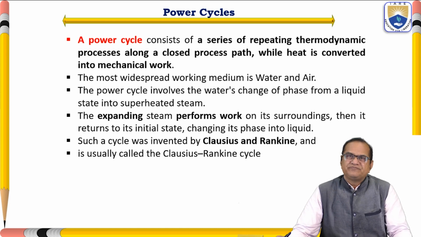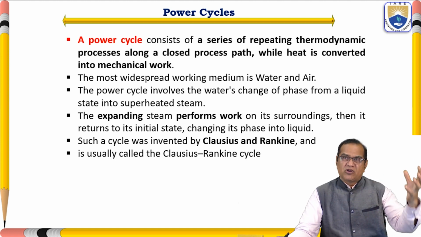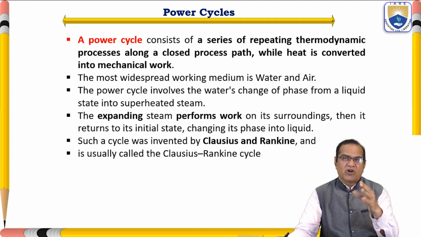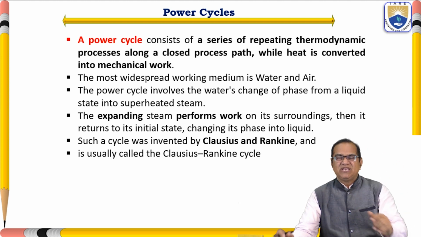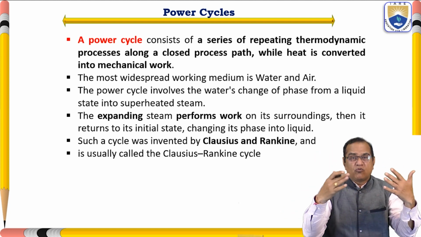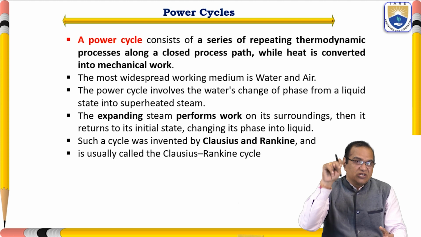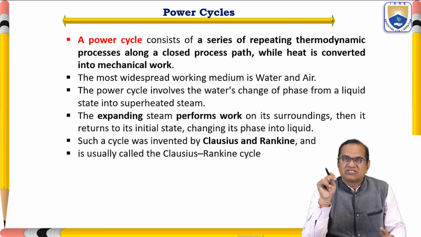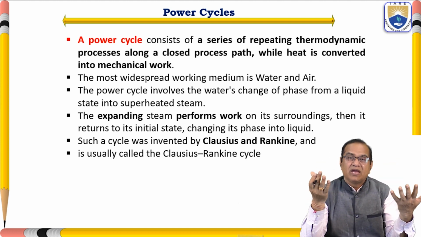So what is a power cycle? A power cycle consists of a series of repeating thermodynamic processes along a closed process path while heat is converted into mechanical work. In this there will be a number of processes, moving from state 1 to state 2, state 3, state 4, and state 1 again, and they will make a cycle. You move from one point, go through 1, 2, 3, 4, 5, 6, and again 1. You have to come back to the original position from where you started. During this, we get some mechanical work.